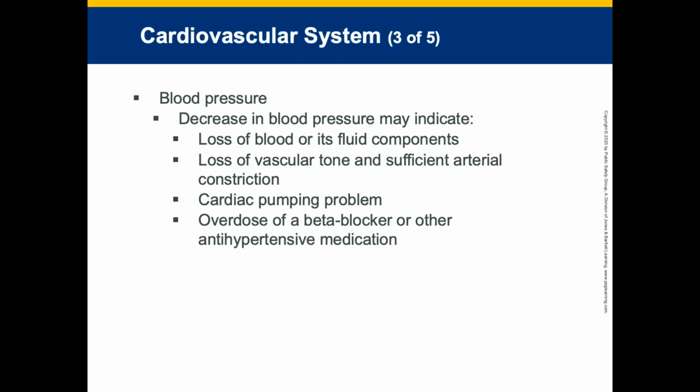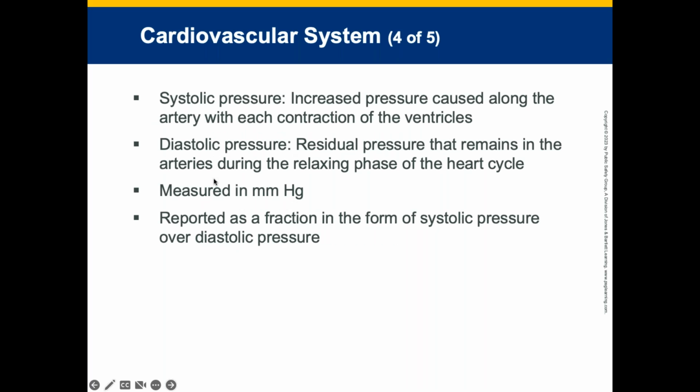Any patient that has a remarkably low blood pressure may not have an adequate pressure to maintain proper perfusion of all the vital organs. That's when we look for our mean arterial pressure of being less than 65. Are we at that point where our body is no longer having the ability to perfuse? Systolic blood pressure is the pressure caused along the artery with each contraction of the ventricles, the pulse wave that it produces.